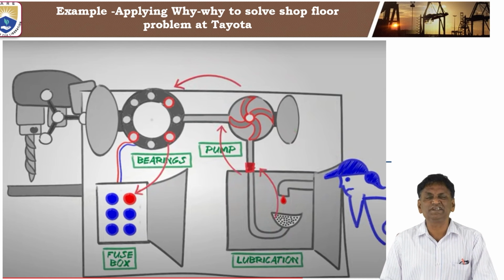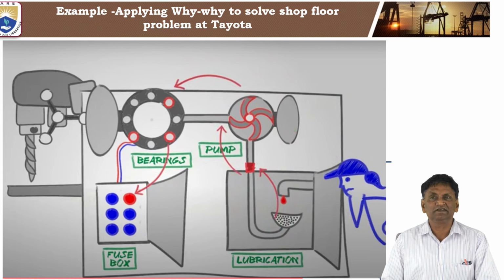In the picture you see a machine which is operated with a motor and bearings, and the motor has bearings which are supplied with liquid lube oil. The liquid lube oil is pumped to the bearings using a pump, and there is a tank for it. To control all this activity, there is a fuse box.